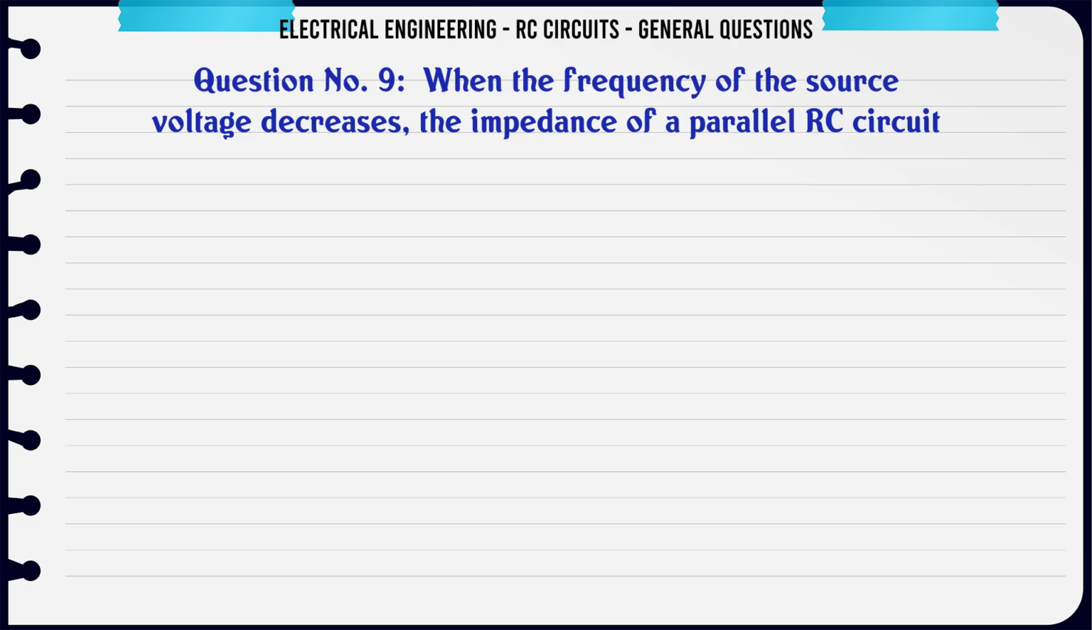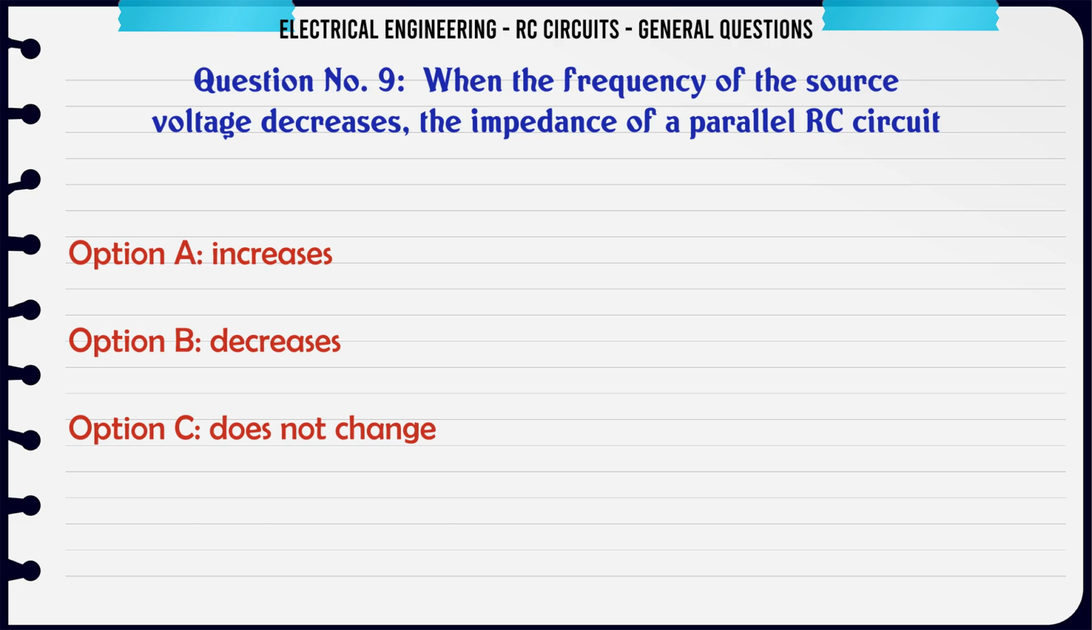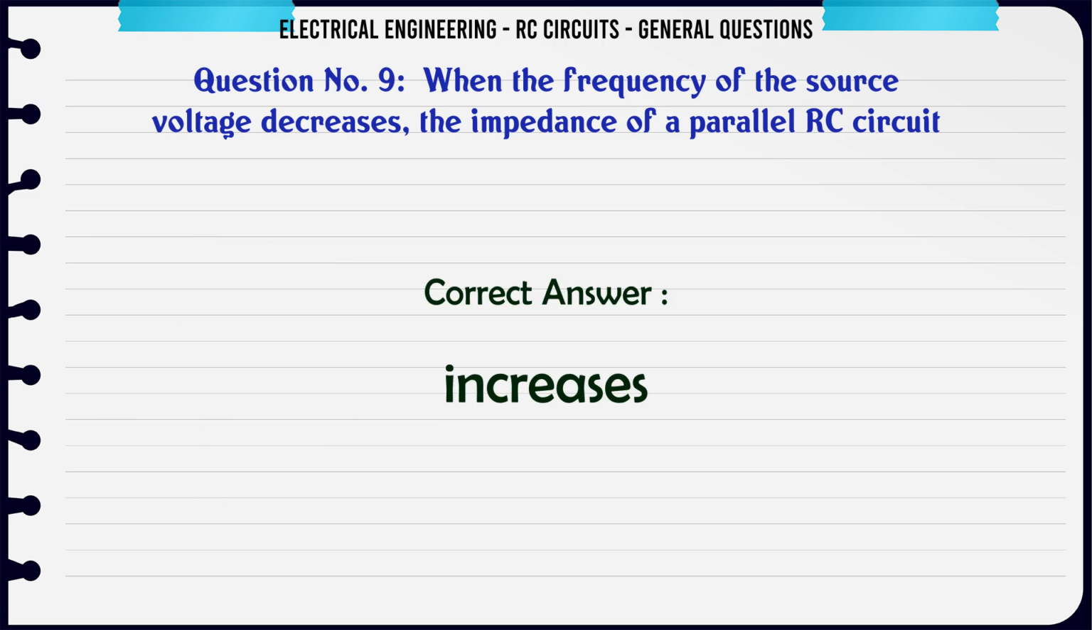When the frequency of the source voltage decreases, the impedance of a parallel RC circuit A) increases, B) decreases, C) does not change, D) decreases to 0. The correct answer is increases.